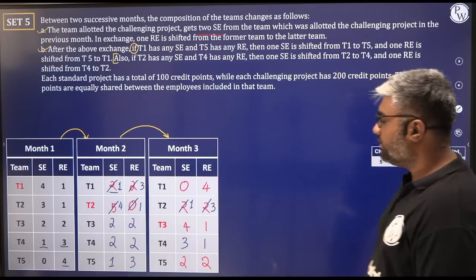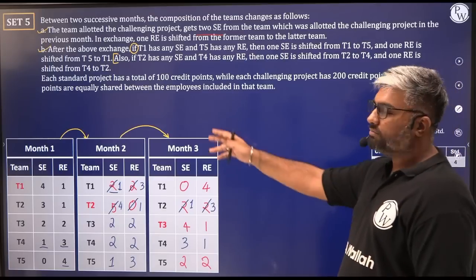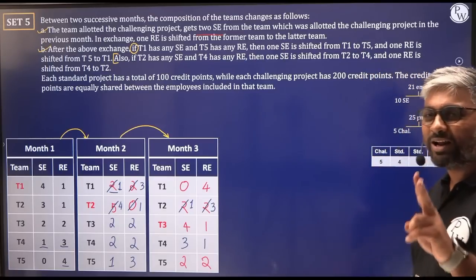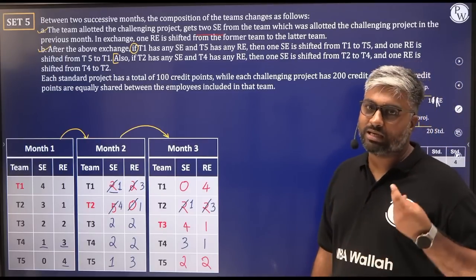Yes, so this is our final output. 0, 4, 1, 3, 4, 1, 3, 1, 2, 2. ऐसे करके again month 3 to 4, 4 to 5. 2 बार और करना है. If you can have a little patience, I think all the 4 questions here are actually doable.